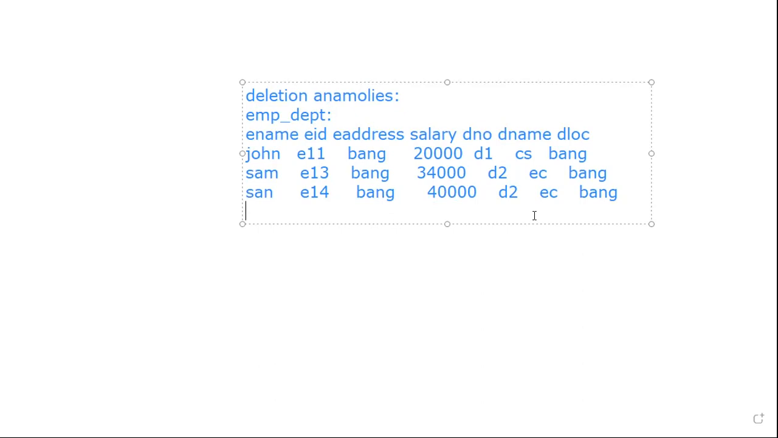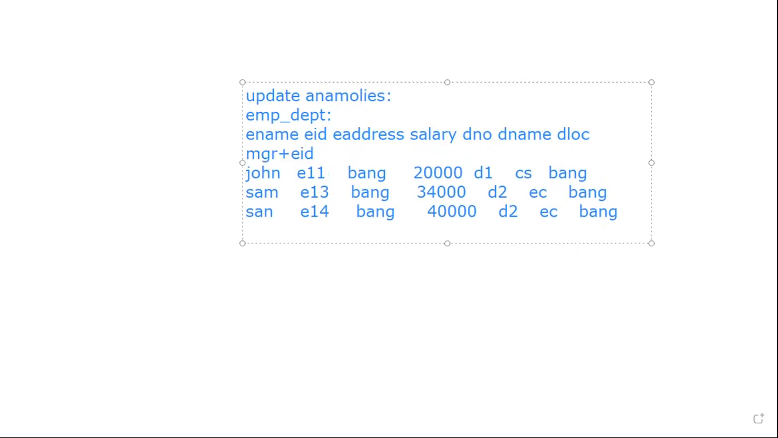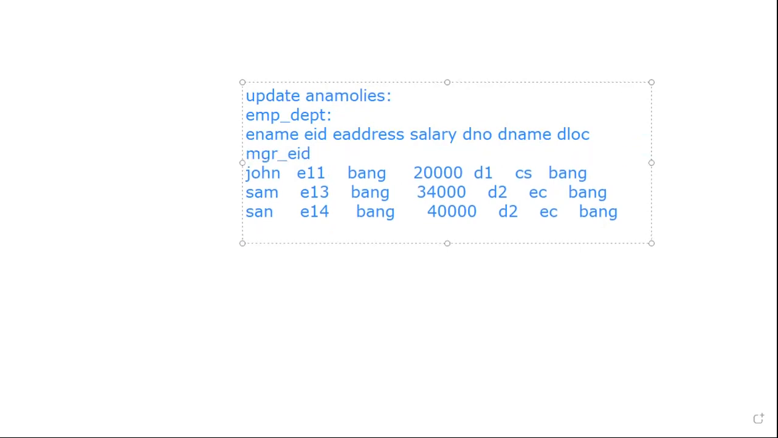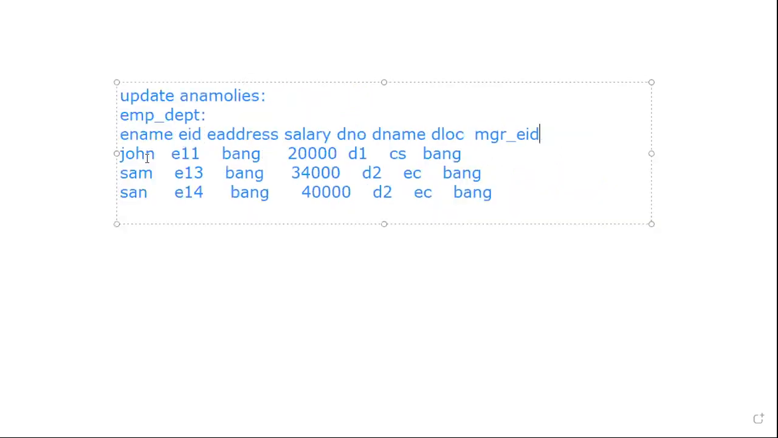So this causes the deletion anomaly. The next one is updation anomaly, or update anomaly. Update anomaly in the sense, suppose consider we have another attribute called department manager. We will consider it as manager EID. Manager EID is the EID of the manager. So that is already the employee ID of any one particular employee that will be taken here.